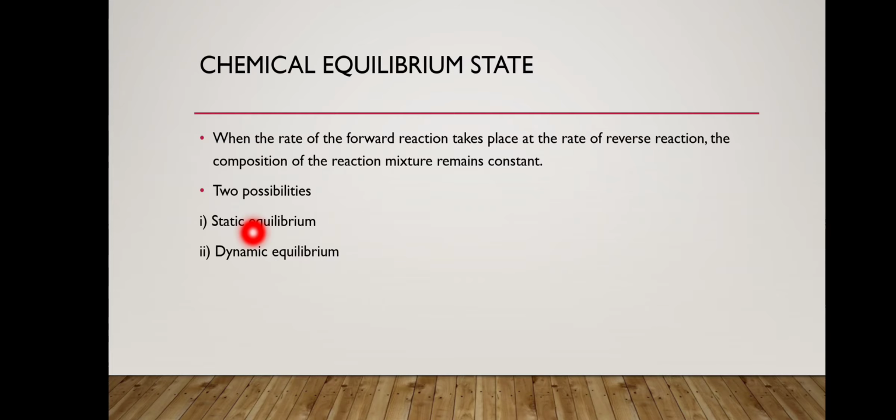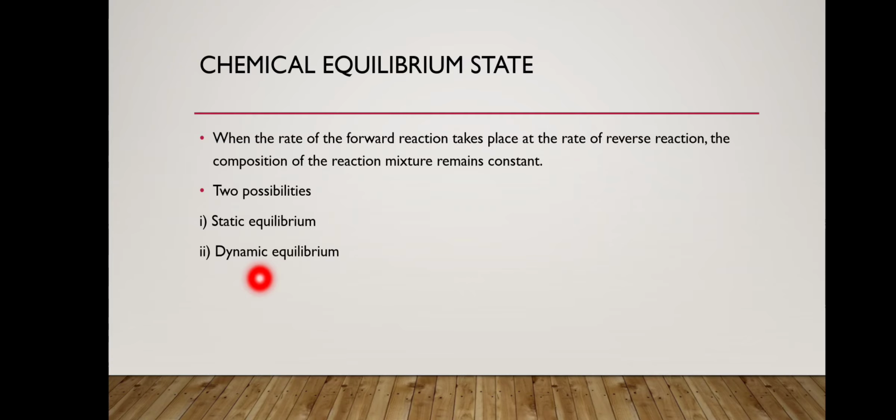Static equilibrium happens mostly in physical phenomena. For example, a building remains standing rather than falling down because all the forces acting on it are balanced. This is an example of static equilibrium.